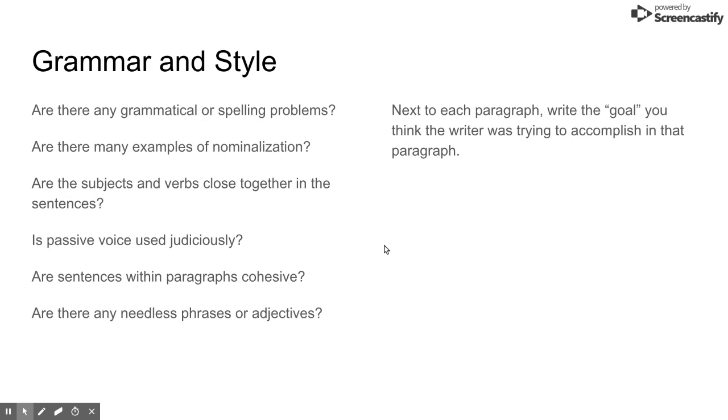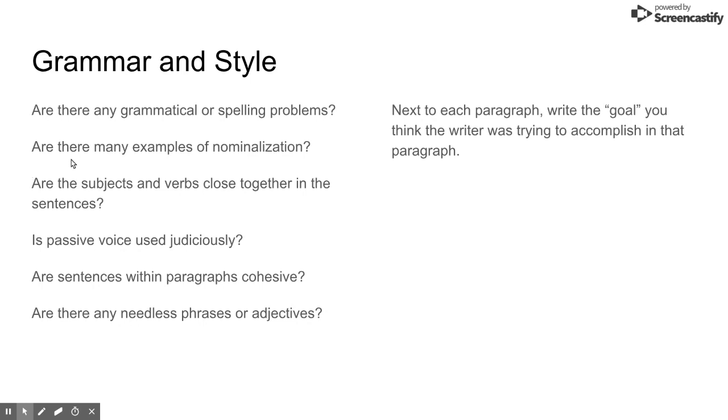Grammar and style. This is more about thinking about cohesion, subjects and verbs, and nominalization, things that we talked about in the science writing video. So really basic: are there any grammatical or spelling problems? You don't have to fix every one of them. There might be one or two, but if somebody has a lot of spelling problems, and this has happened to me before, just make a note in here. This thing is littered with spelling problems. You probably need to go through and use spell check.